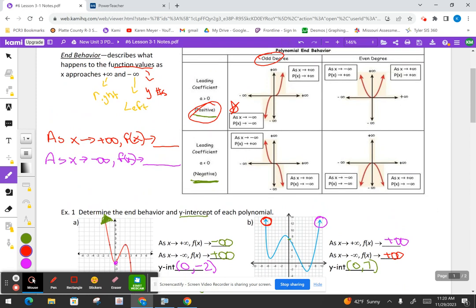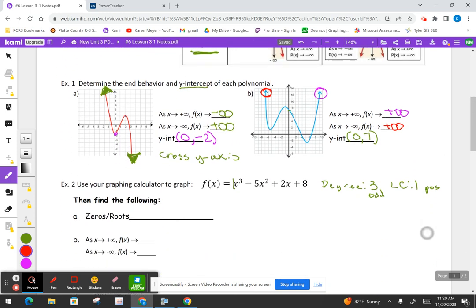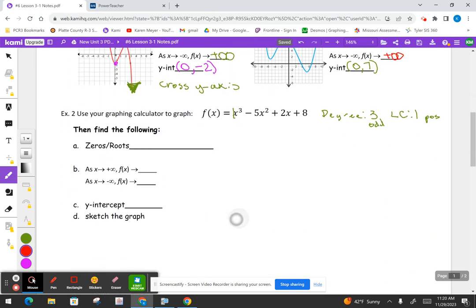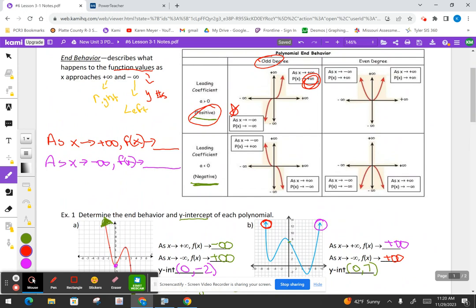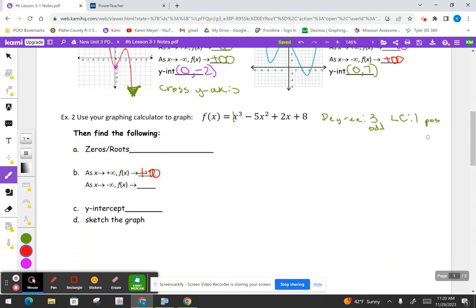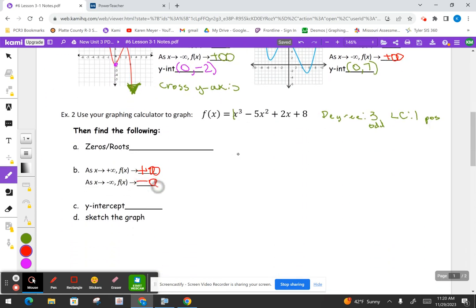So if you look here, it says as x approaches positive infinity, that f of x approaches positive infinity as well. So I'm going to scroll down here, and I'm going to do positive infinity. Then I'll scroll back here, and it says as x approaches negative infinity, well, f of x also approaches negative infinity. So that's how you do it with the chart.